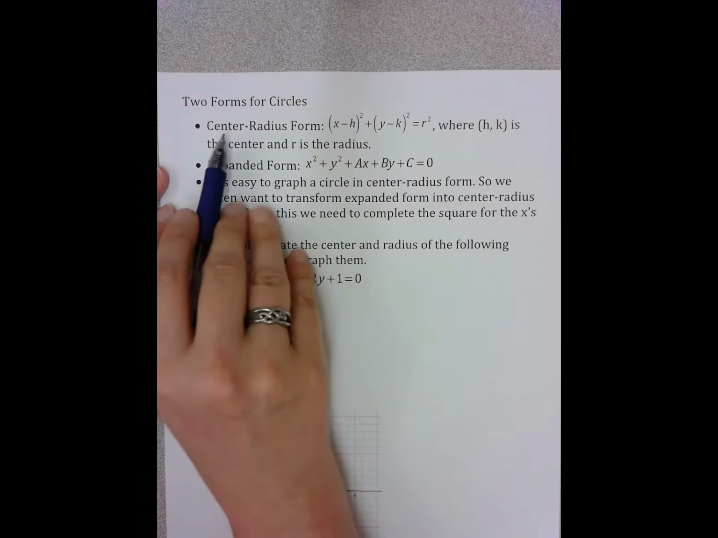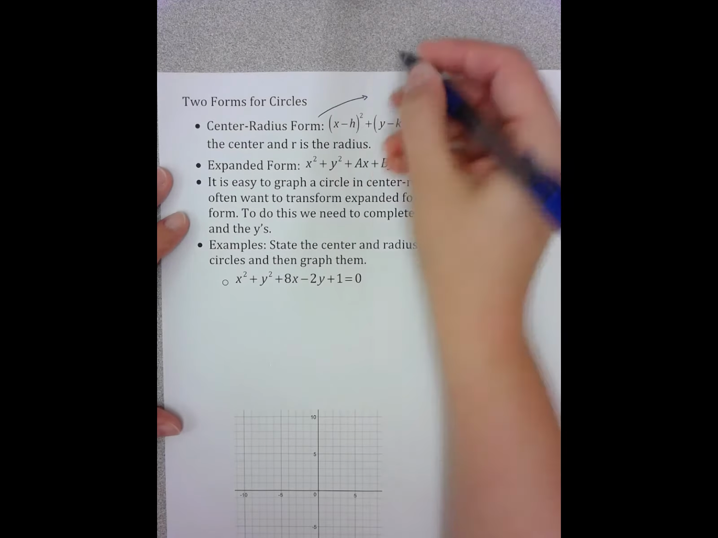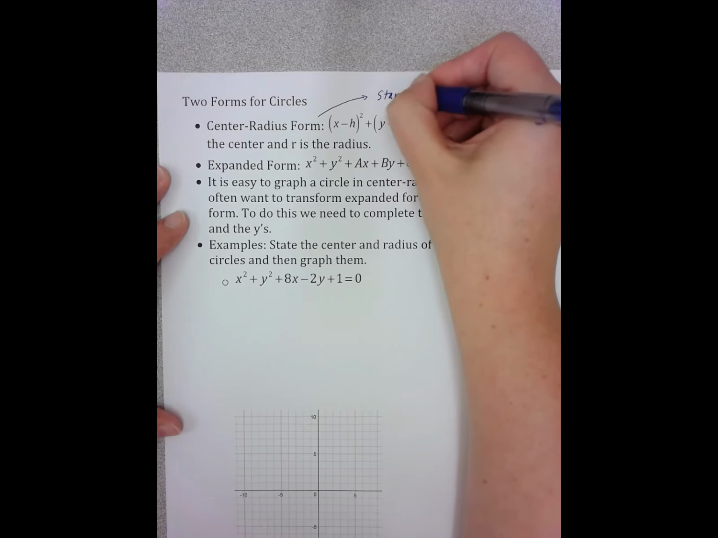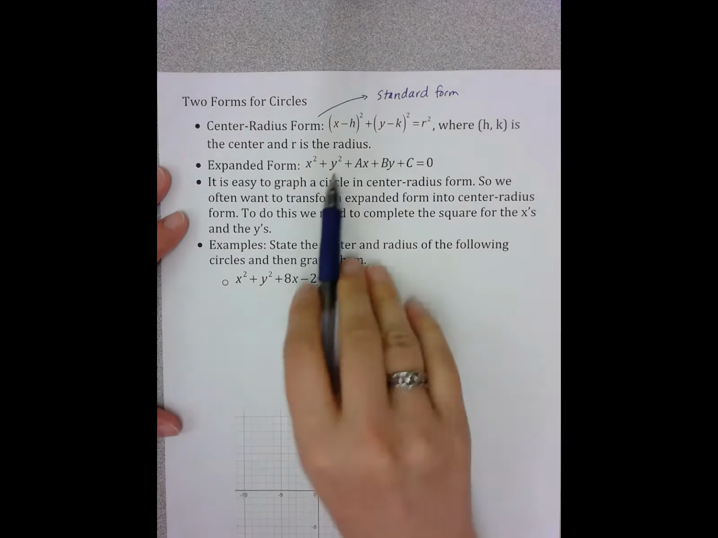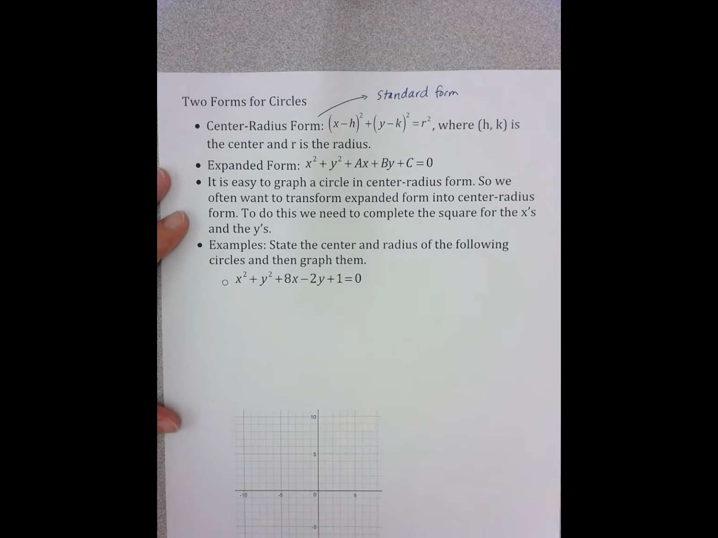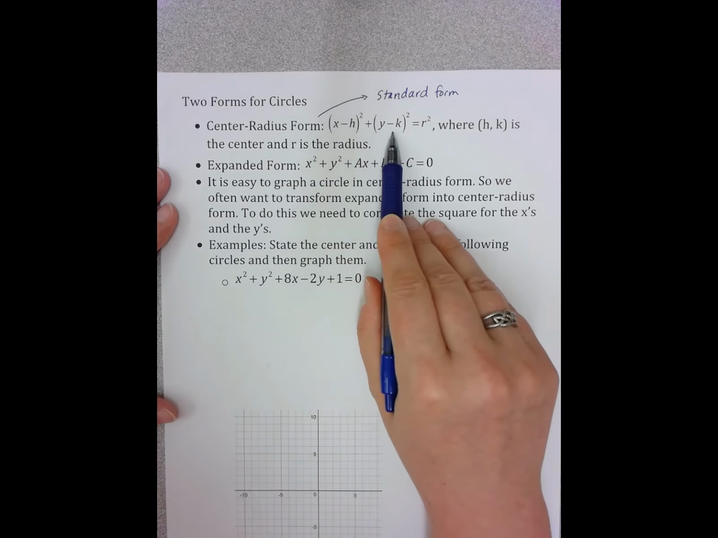I'm calling the first form center radius form. However, the book refers to it as standard form. And then I'm referring to this as expanded form. There is an official name for that, but for our purposes, I think just calling it expanded form will make it a little easier. So it turns out that I can graph the equations of circles in this form.